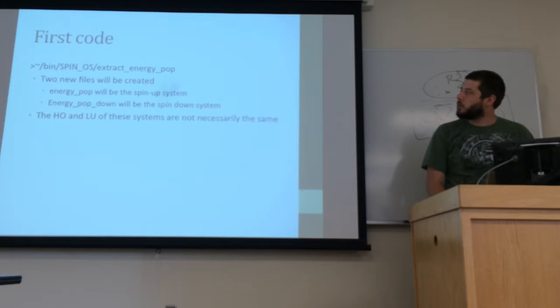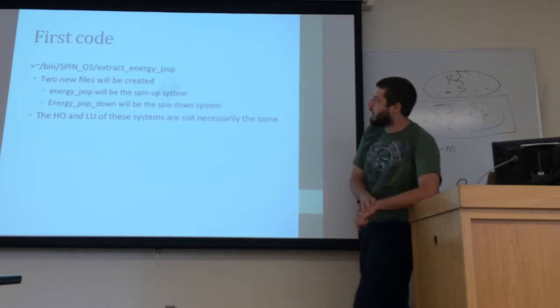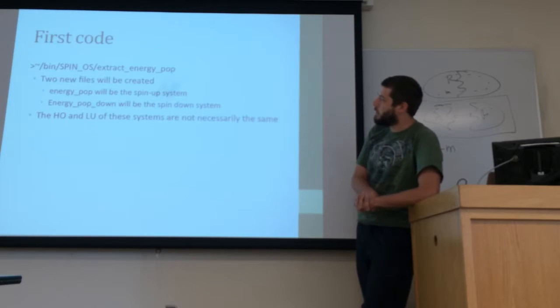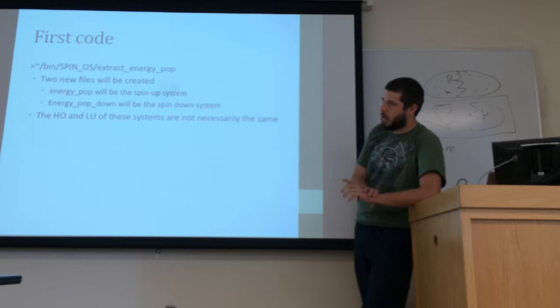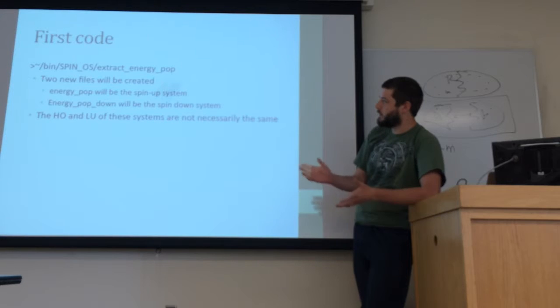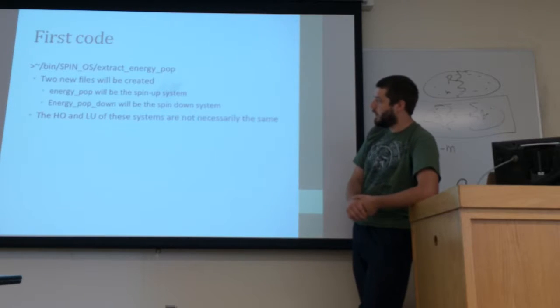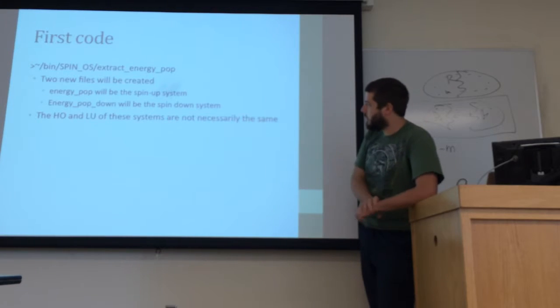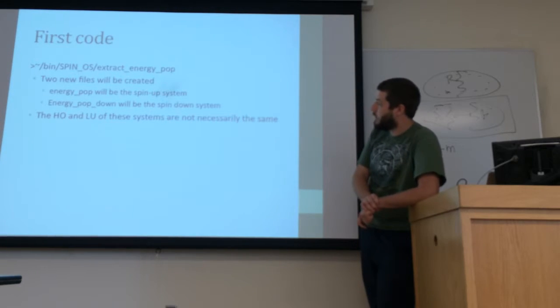So the first code that you'll want to run is from the bin. You'll want to extract the energy populations. I think it's the same as the energy states that Caitlin talked about in her presentation, but there is a program that does it. I think this is just for the first one, but it actually does both systems. You'll have energy pop and energy pop down.